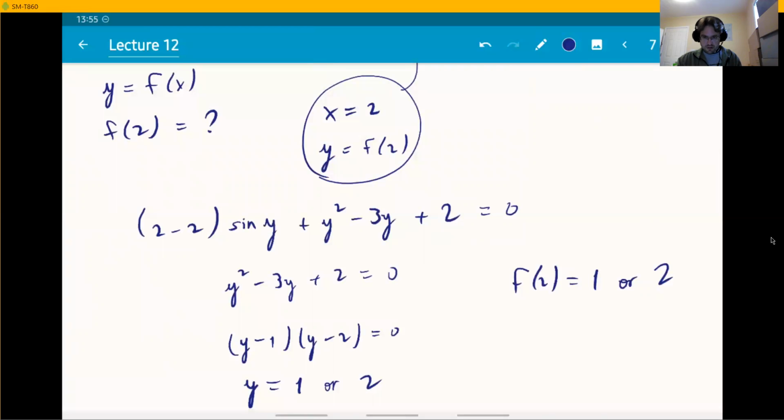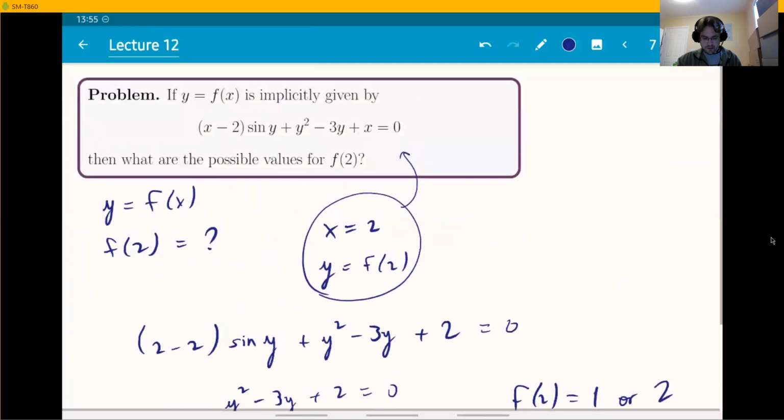Whatever it was. So in this case, we don't know what the original function is explicitly, but that doesn't mean that we cannot check for a few values of it. Sometimes we can. But if I had asked you for f of 3, that would be very different. That would be probably impossible to solve because plugging in x equals 3 would still leave you with the sine of y term.